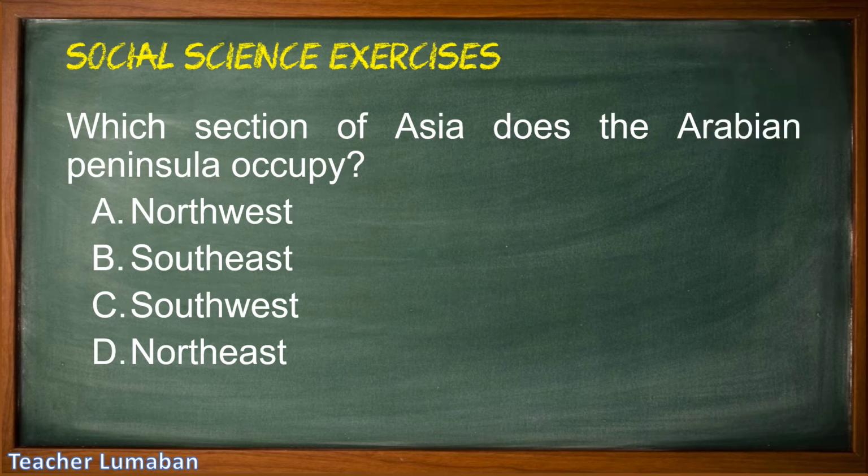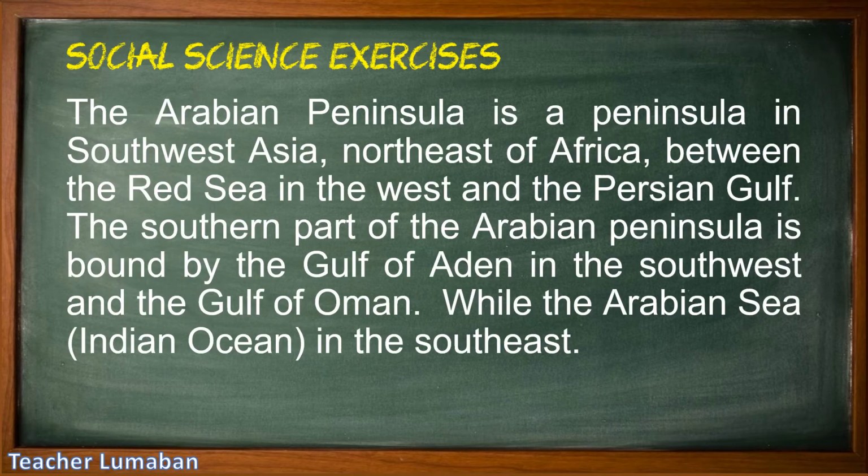The correct answer is letter C. Southwest. The Arabian Peninsula is a peninsula in Southwest Asia, northeast of Africa, between the Red Sea in the west and the Persian Gulf. The southern part of the Arabian Peninsula is bound by the Gulf of Aden in the southwest and the Gulf of Oman, while the Arabian Sea, Indian Ocean, in the southeast.